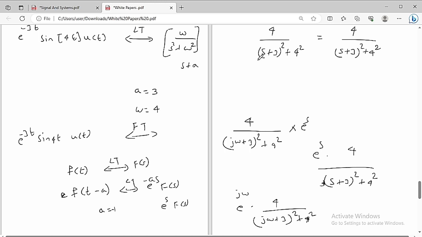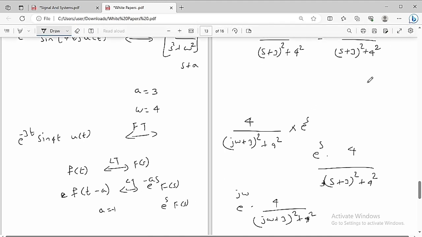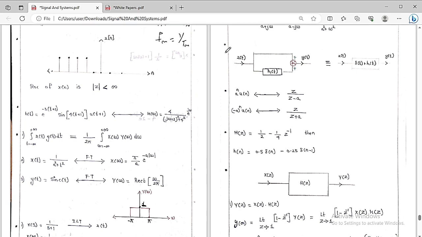For this one, I have found the Laplace transform, which is 4 by (s plus 3) whole square plus 4 square. So here a is equal to minus 1. Hence I am going to replace t by t plus 1. Then the Laplace transform is e to the power of s into F of s, so I have multiplied by e to the power of s. This is the Laplace transform, but we need the Fourier transform, so replace s by j omega. So we are going to get this. This is the Fourier transform.